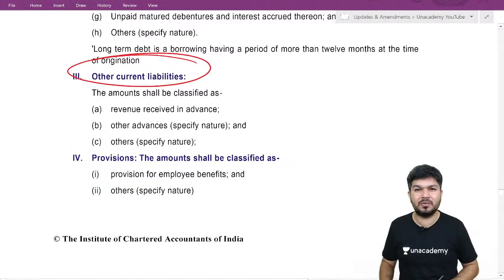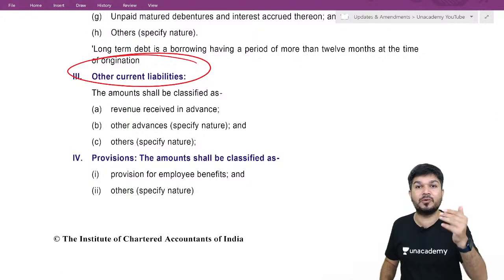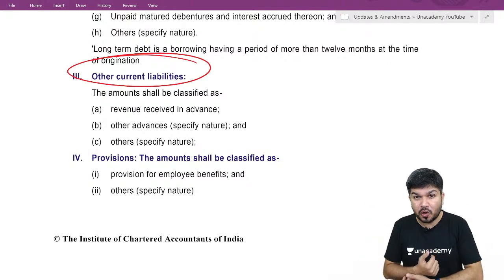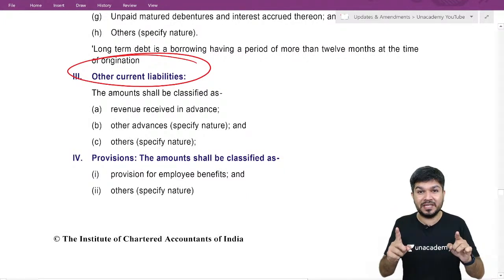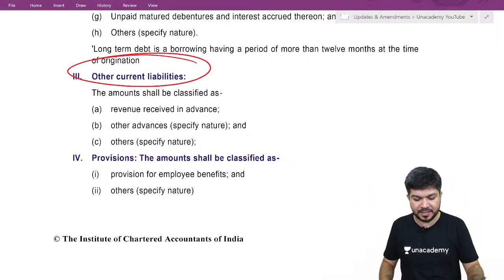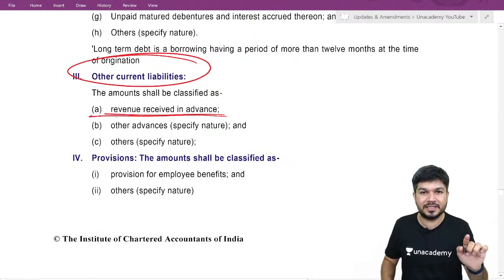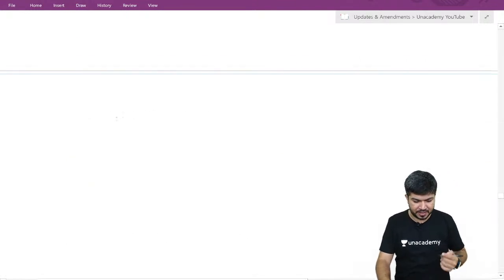Okay. Now, other current liability, what is there? Income received in advance. See, income received in advance, I have to give them goods. I don't have a contractual obligation to pay cash. If I have a contractual obligation to pay cash or cash equivalent, it becomes a financial liability. But यहाँ पे revenue received in advance, I have to give them goods, not the cash. It doesn't come in financial liability, it's other current liability.